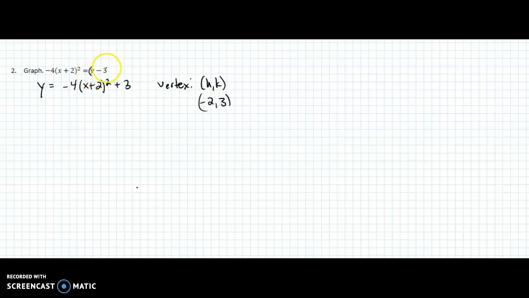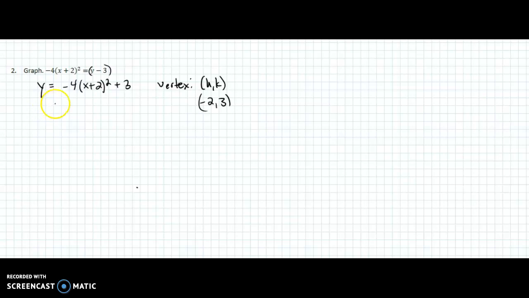You can also see the vertex if you look at it in this form. Kind of look inside the parentheses. So x is -2, y is +3. Anytime it's the values inside the parentheses with the variable, you change the sign.